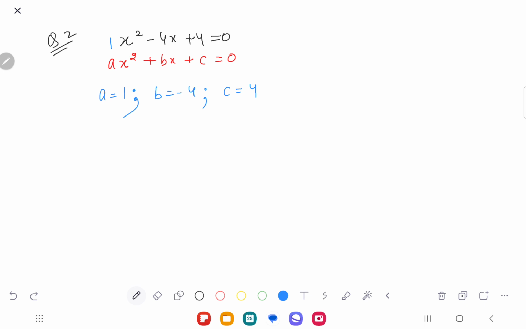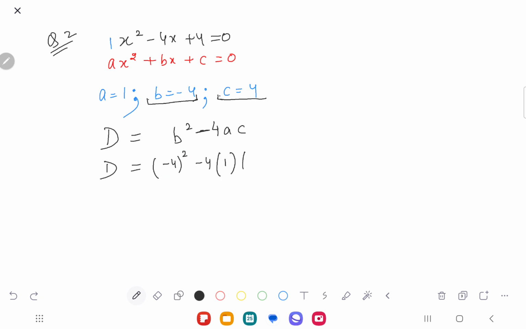So when we have a as 1, b as minus 4, and c as 4, what do you think we have? We have to check the nature of the roots, and the nature of the roots is determined by the discriminant, whose formula is b square minus 4ac. So discriminant is equal to b, which is minus 4, square minus 4ac.